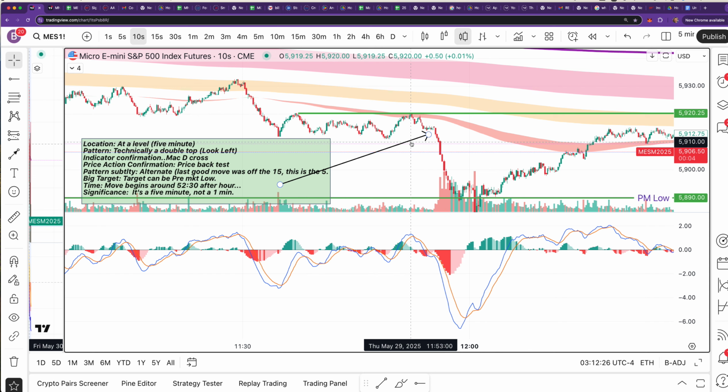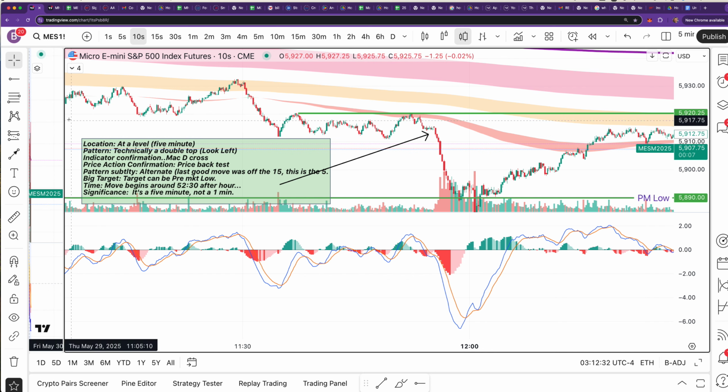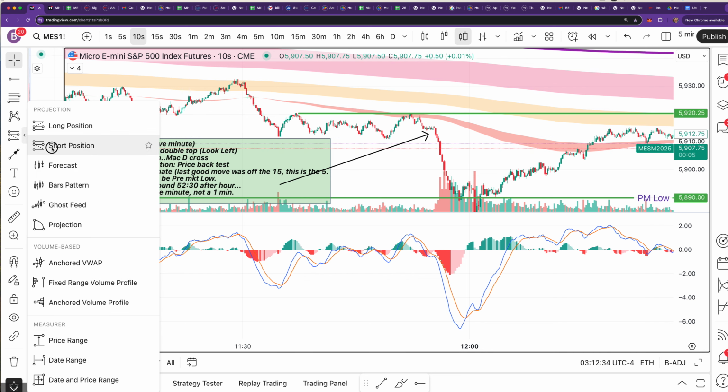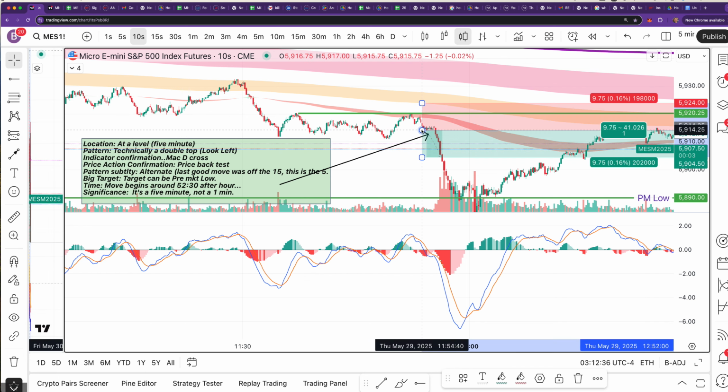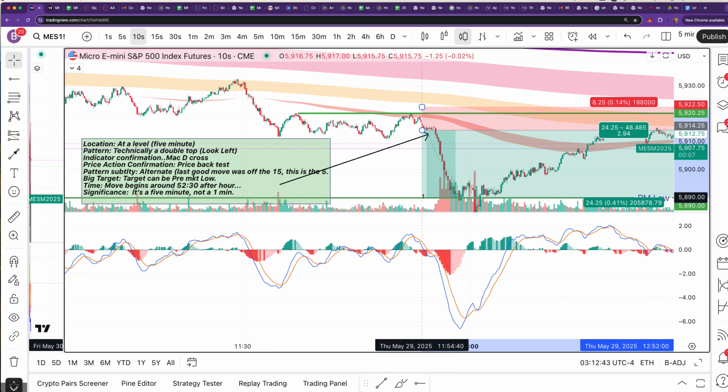So that's really about it. That's all I wanted to share with you. The trade did turn out to be a really good one. If we were looking to trade this, we'd be looking to put a short on right around here. The stop maybe up above, maybe an 8 point stop and a target down here. So that gave us almost a 3-to-1 on this trade.